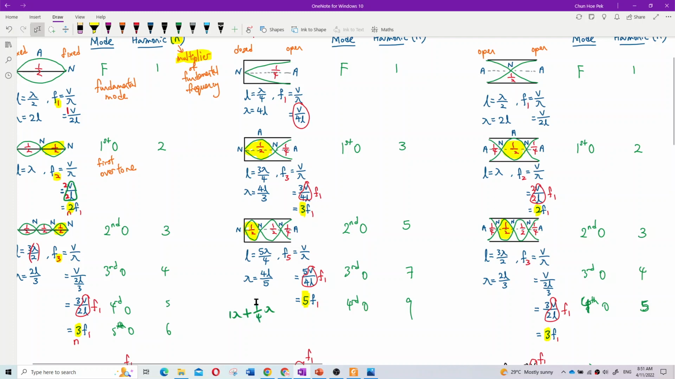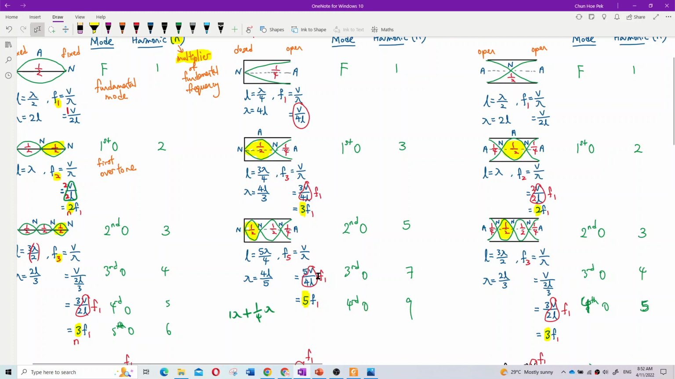144. 4 plus 1, 5 lambda over 4. Correct or not? So this L equals 5 lambda over 4. So lambda is 4L over 5. Okay? 4L over 5. And then we substitute again. We substitute to the lambda here. And then finally we get 5V over 4L.